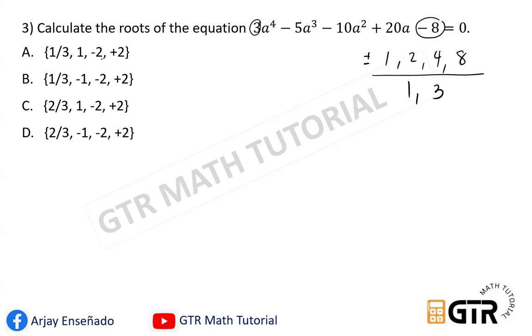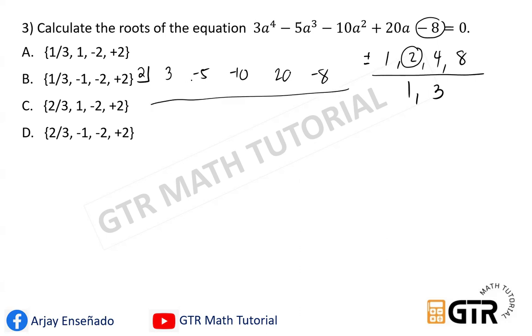As you can see in the choices, all have -2 and +2. Therefore, we have roots -2 and +2. Let's try 2 in synthetic division. Just write the coefficients: 3, next is -5, next is -10, next is 20, next is -8. Then for the synthetic divisor, we can try 2 and -2. So we can put the 2 here.